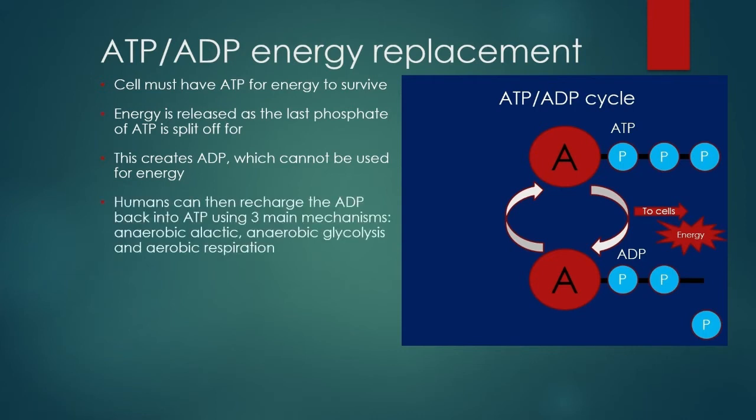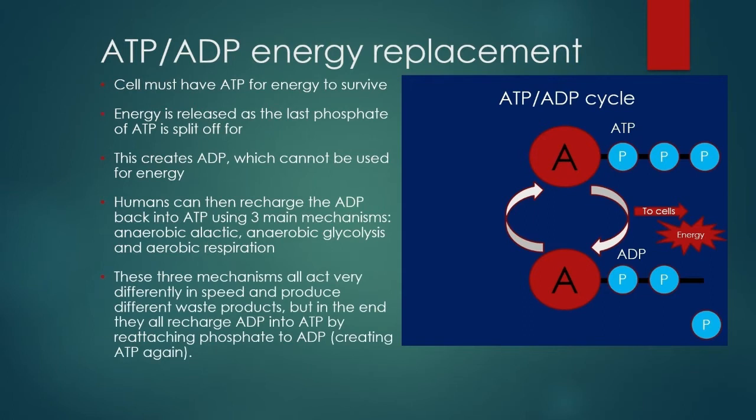Humans can recharge ADP back into ATP using 3 main mechanisms, okay? We've got anaerobic alactic, one of the things we're going to talk about, anaerobic glycolysis, the other version that we're going to talk about here today, and aerobic respiration, which I did a whole video on in the description down below. These 3 mechanisms all act very differently in terms of the speed that they can recharge ATP, and they produce different waste products. But in the end, what they all do is charge ADP back into ATP by reattaching phosphate, again recreating ATP.